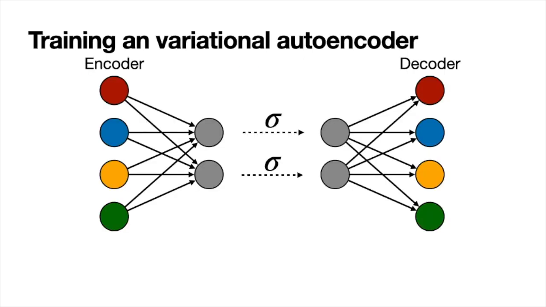Now, how do we train a variational autoencoder? Well, it's very similar. All we have to do is modify the loss function.